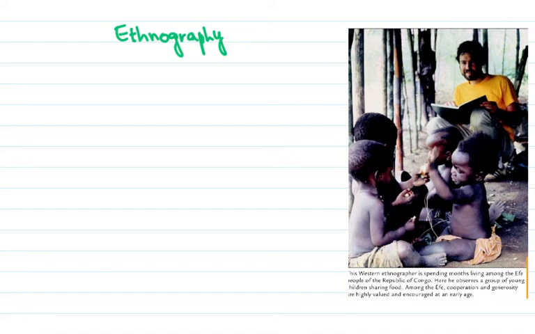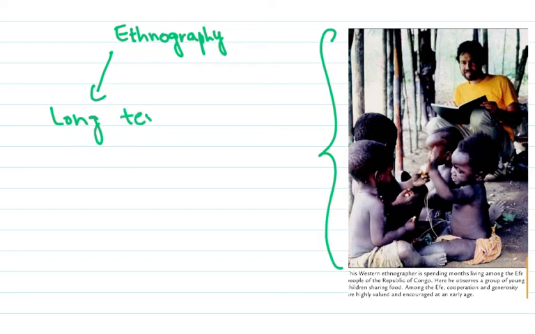However, it's also used within developmental psychology. When you look at the picture here, it's this Western researcher studying a particular group of indigenous individuals. For example, he's sitting there observing children, taking his notes. So basically, ethnography involves a very long-term association with the people that you're studying. That's one of the first things that you have. And so this researcher is spending months living amongst these individuals that he's studying.